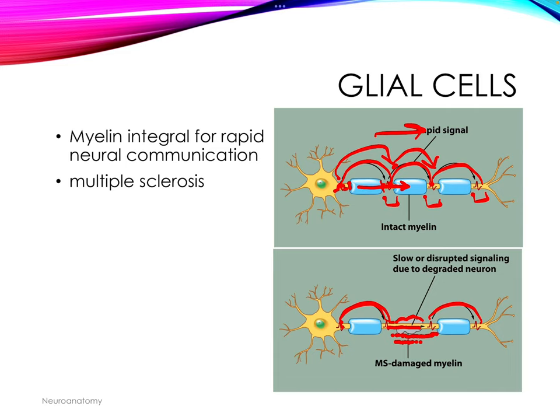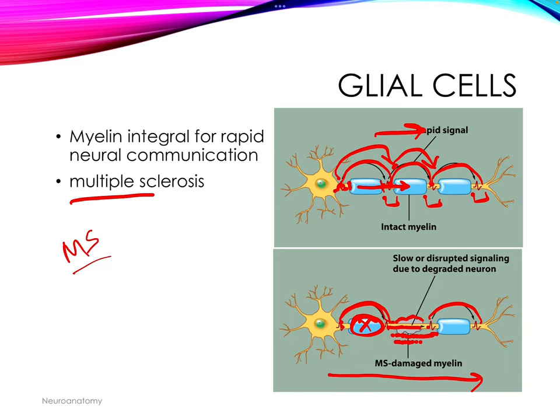And because it's a slower signal, and in some cases it can't continue if it's damaged, this would essentially mess up all of these electrical signals going from cell to cell. In the case of multiple sclerosis, or MS, it's an autoimmune condition where these myelin sheaths are essentially being attacked by your own body, and it's degrading their layers.